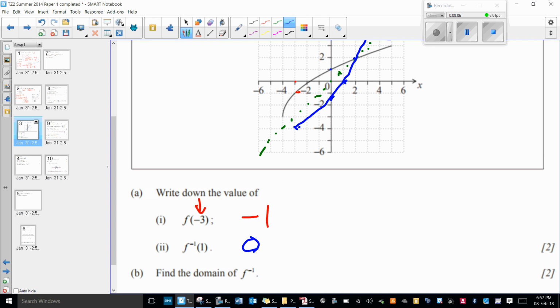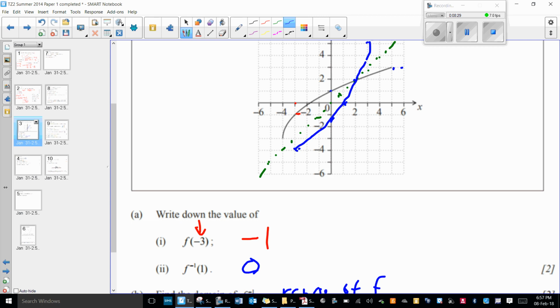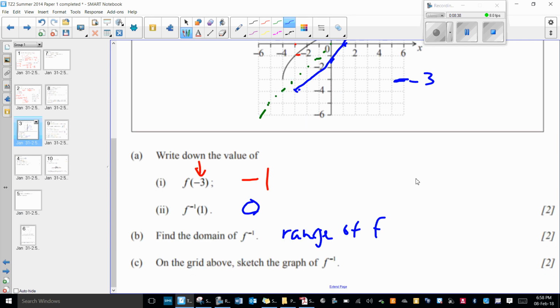Anyway, since the x and the y values switch for inverse functions, that means that the domain of the inverse would be the range of f. So we're looking at the range of f, and the range of f was between here and here. So that was the value of 3 and negative 3. So we would say that the domain of this is between negative 3 and 3. That's just a working step.